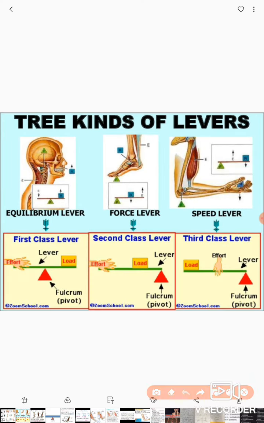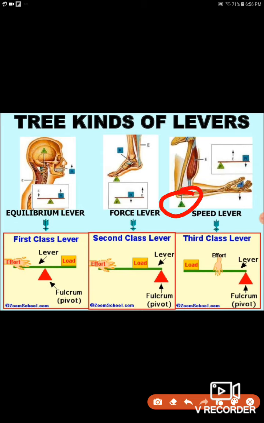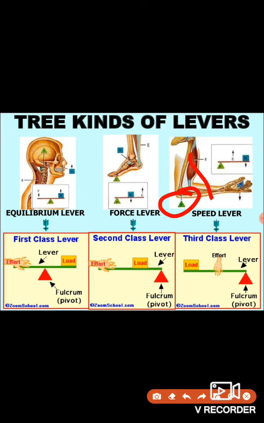And the last one is the speed lever. It is called the speed lever. So what will happen? If you want to take something, pull something, you have to balance here. Your effort will be here in this portion because your muscles are here. Okay, and the weight, you can carry the load from this area. Hope you are clear with these three orders of lever mechanism in our body.